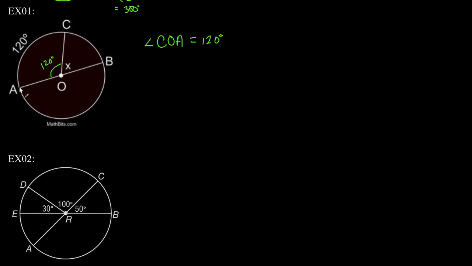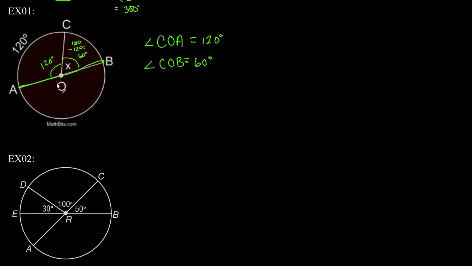Now, if we look at this, this is a diameter. A to B is a diameter. A diameter cuts perfectly halfway through a circle, so this would be 180 degrees. So this portion would be 180 minus this 120, which is 60 degrees. So angle COB is 60 degrees. Okay, we're good there.